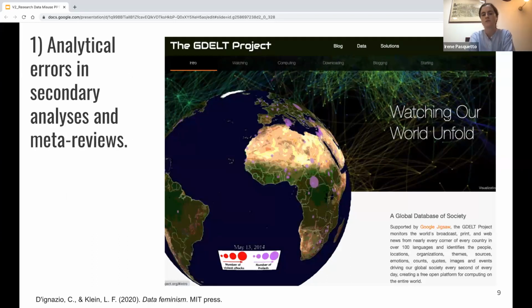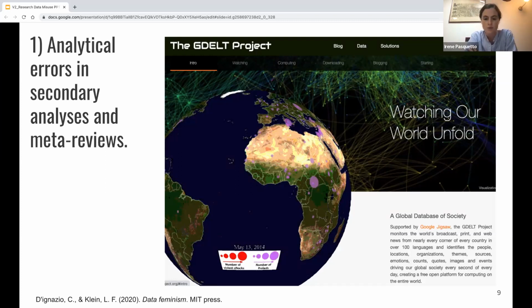Okay, so the first kind of data misuse that I want to talk about is also the most straightforward one. It consists in data reusers making analytical mistakes, literally errors in the secondary analysis of available data. We did find concrete examples of this kind of misuse. But the examples that were actually documented were often about journalists or politicians or data science amateurs making mistakes, not really other scientists.